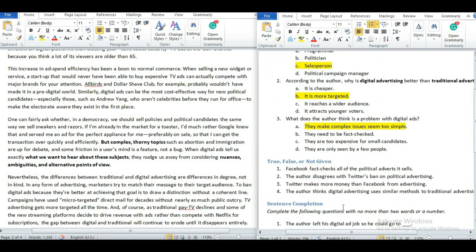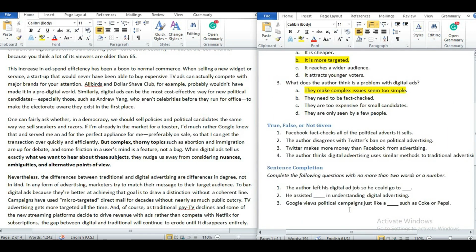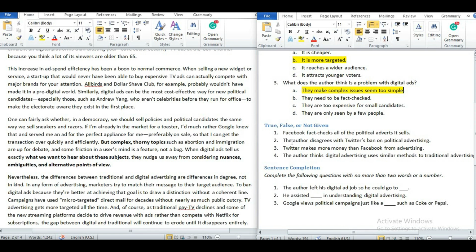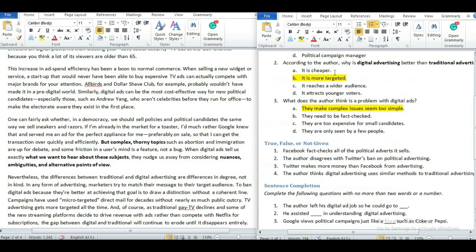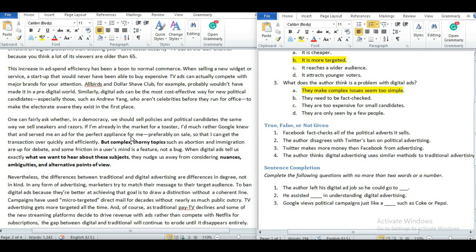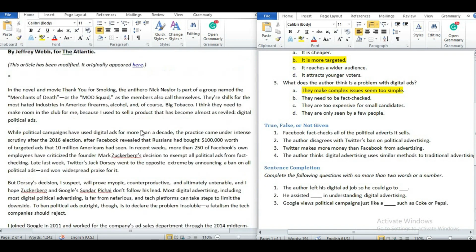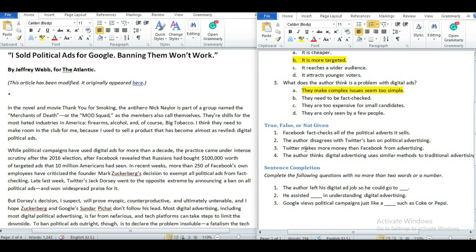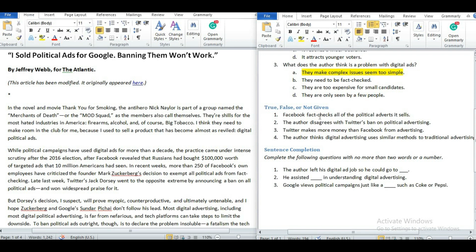Right, let's move on to the true, false, or not given questions that we have next. Now, in your IELTS test, the questions are going to come in the order that they appear in the text. And we saw that there 1, 2, and 3 were first, second, and third. But I'm going to go back because this is a separate set of questions and start again. So first of all, Facebook fact-checks all the political adverts it sells. Is this true or false?